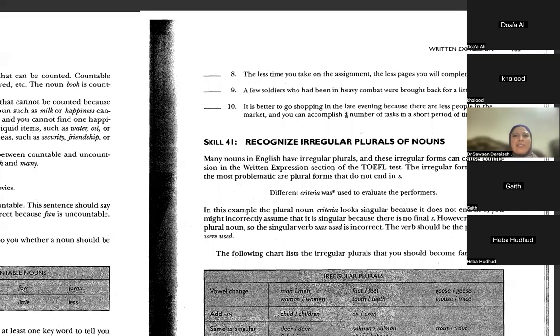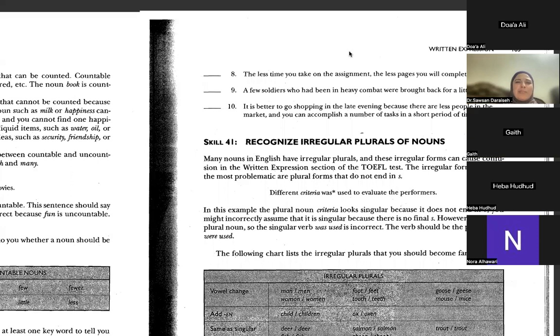Oh, you want to do 7? Yes, I'll help you out. We have 8, 9, 10 here, let's do number 10. It's better to go shopping in the late evening because there are less people in the market and you can accomplish a number of tasks in a short period of time. Less people, uncountable. Less, yes, correct.